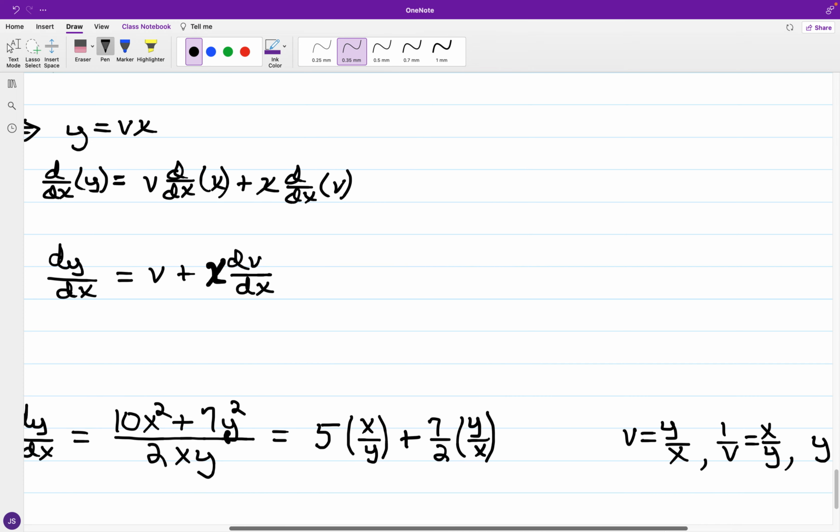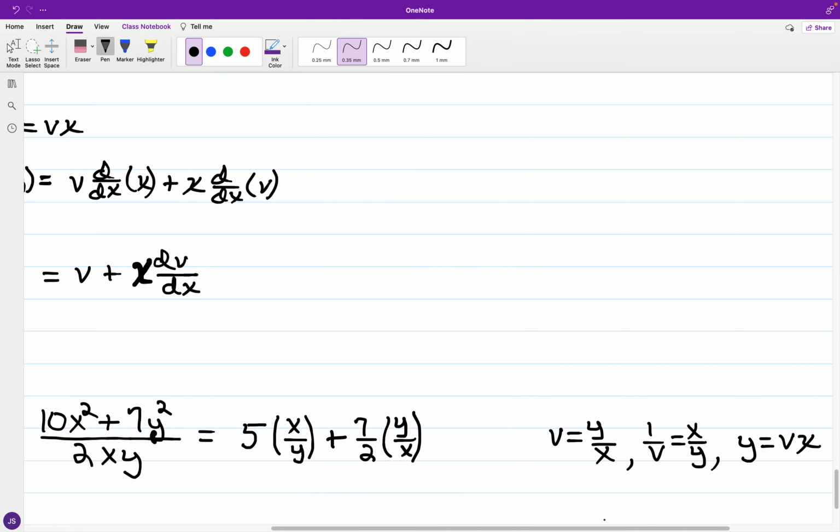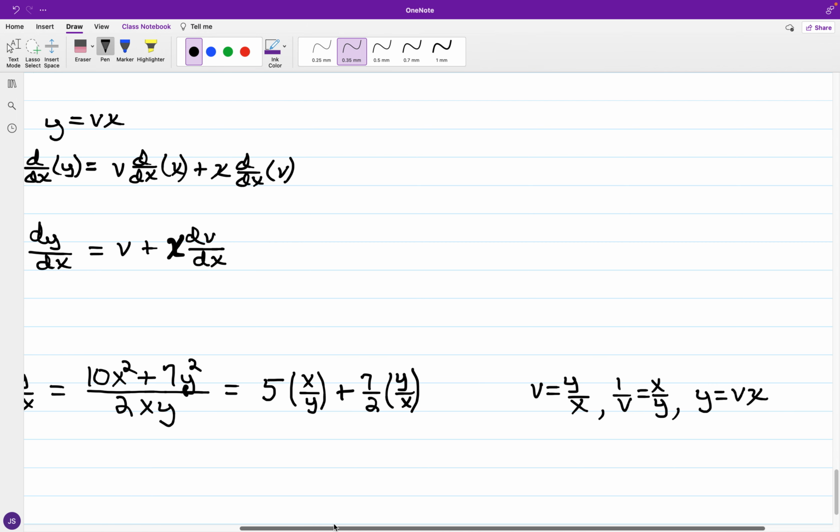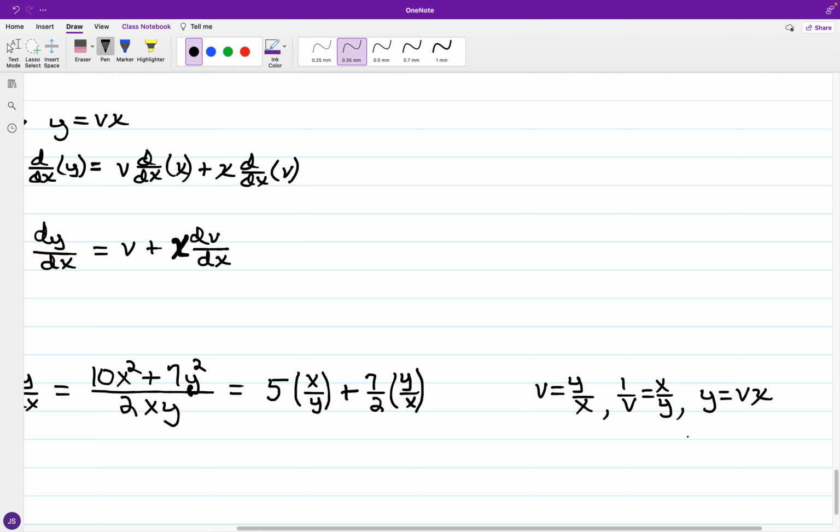So we have v is equal to y over x, and the reciprocal of y over x, which is x over y, is going to be the reciprocal of v. And again, with y equal to v times x, we go back to this particular setup, whereupon we have dy over dx is equal to v plus x dv over dx.